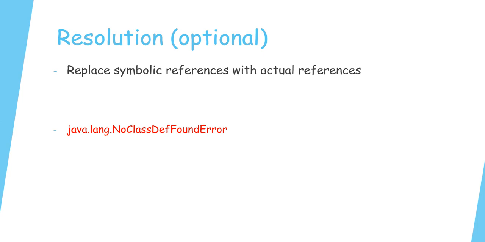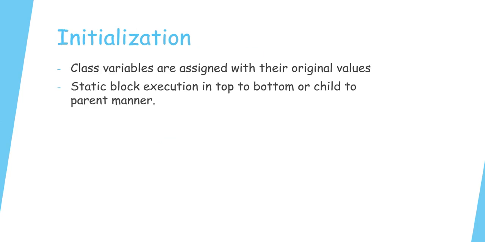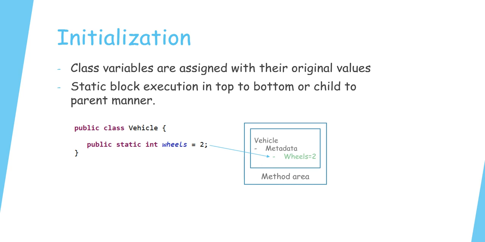Now let's look at the final phase of class loading, which is nothing but the initialization phase. In this phase, the static variables are assigned their original values defined in the code, and if there are any static blocks in the code, then they will be executed in top to bottom and from child to parent manner. If we take the same example which we saw in the prepare stage, then in this stage the value of wheel will be replaced to 2. Earlier, in the preparation phase, the value of wheels was set to 0.